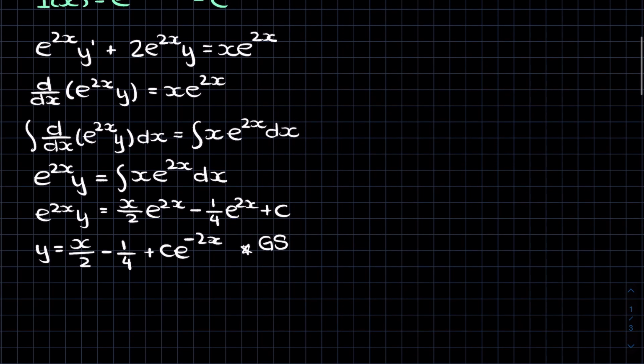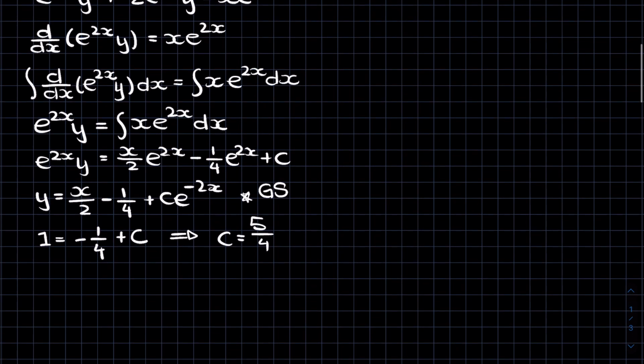So doing this, we get y equals 1 and x equals 0, so that term vanishes and we get minus 1/4 plus c, and if x equals 0, that e term goes to 1, so we just end up with this, and solving for c, we get that c equals 5/4. So we can write our specific solution, y equals x over 2 minus 1/4 plus our c, which is 5/4, e to the minus 2x. And this is our specific solution.